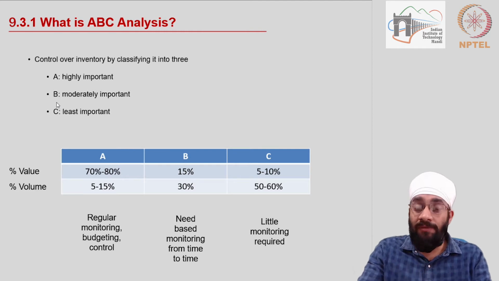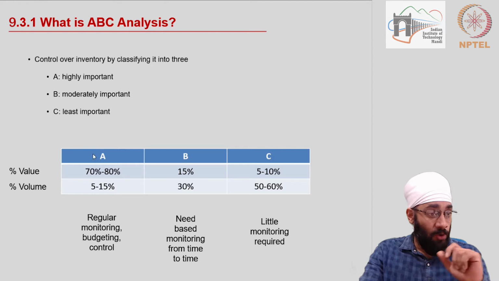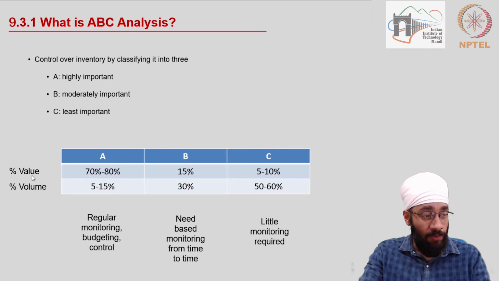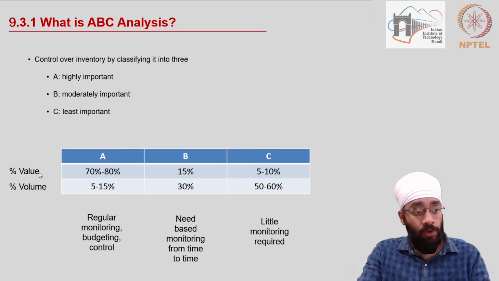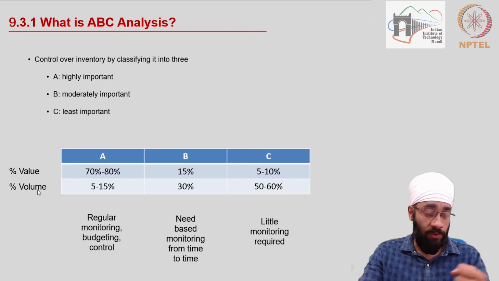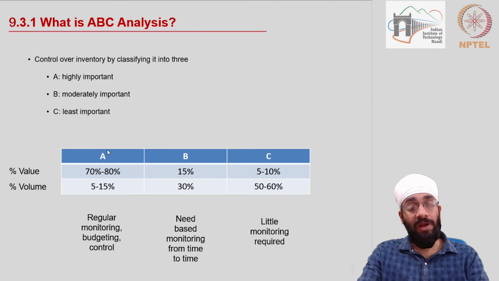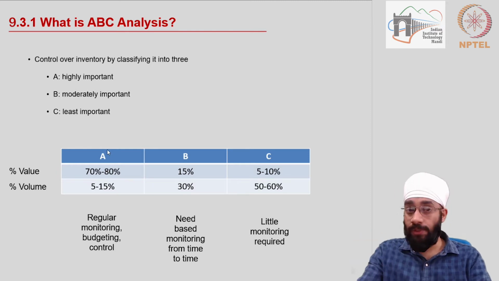Now, how do you give importance? How do you provide a weightage to these three types of stocks, and what kind of stock items are going to fit into these three categories? That's the next question. Categories A, B, and C are going to have varied levels of value and volume. Value means monetary value, let's say in rupees, and the volume is going to be in terms of the number of units that you have to put in stock.